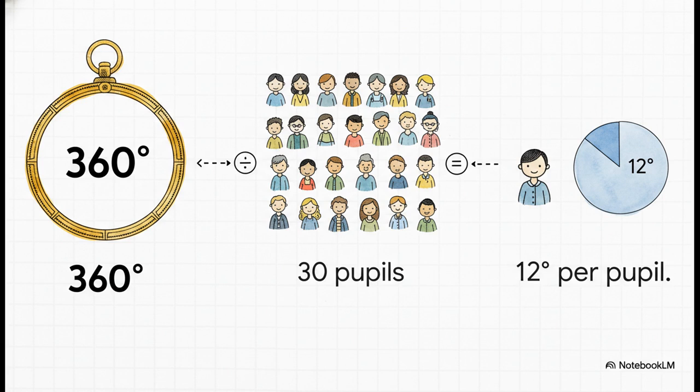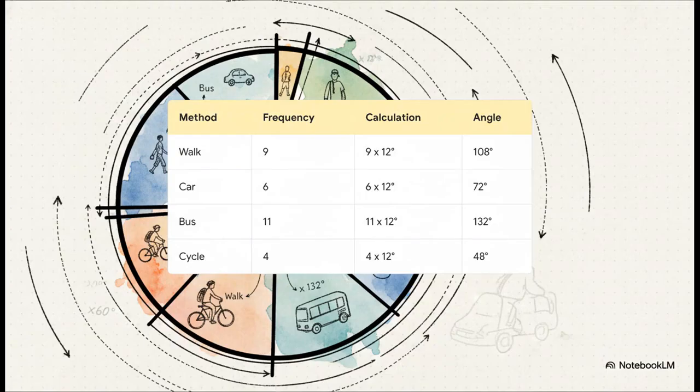This little number is our magic number. It means every single student in our survey is worth 12 degrees of the final pie chart. And for the final step, we just use that magic number, 12 degrees.